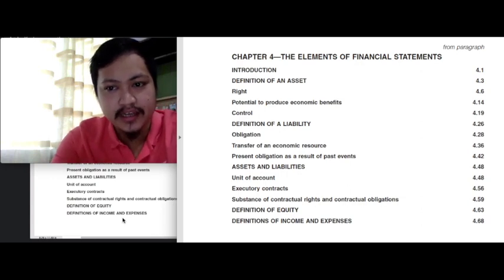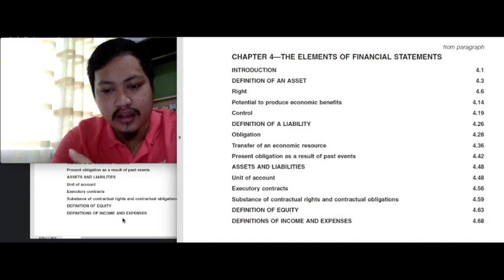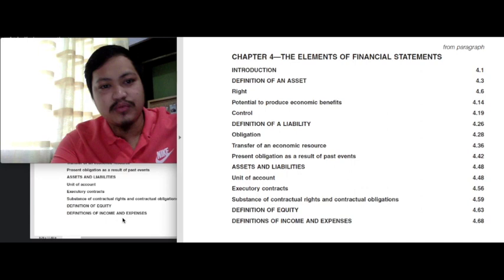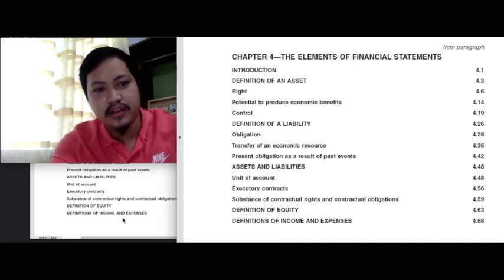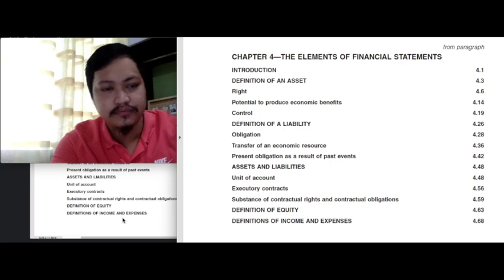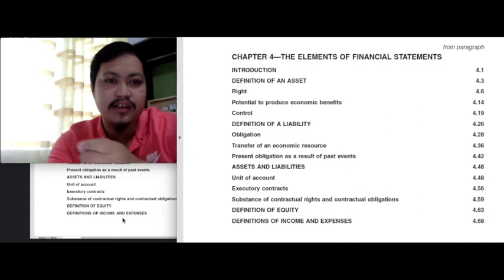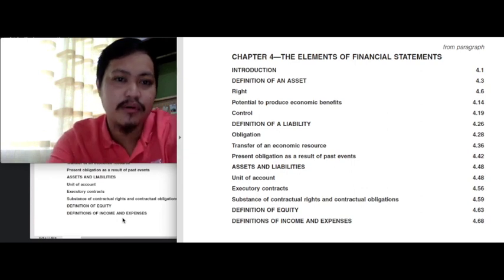So my point, class, is that in the presentation of our assets and liabilities, yes, we are supposed to keep on changing it every day, every time there's a change in the fair value. Okay, but practically speaking, we don't have to do it because in our balance sheet, the only information that is needed is its value as of December 31.